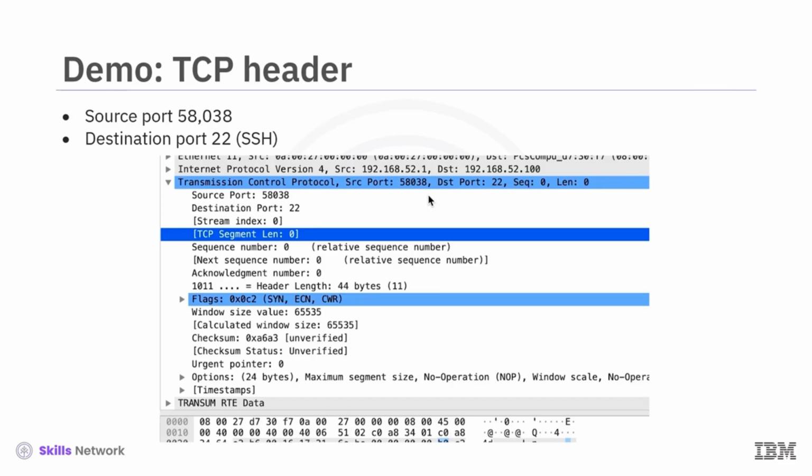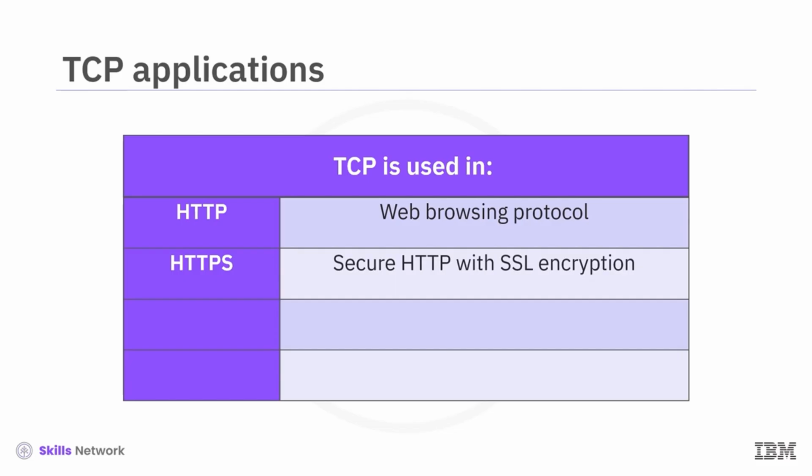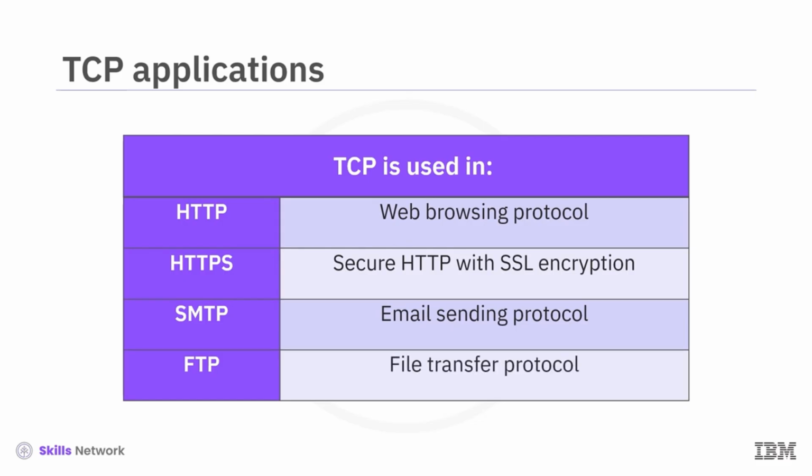Now that you know the concept of TCP, let's list its applications. TCP is used in HTTP, the Hypertext Transport Protocol that connects the World Wide Web, used for browsing the web. HTTPS, the secure version of HTTP, encrypting data using SSL certificates. SMTP, Simple Mail Transport Protocol, for sending emails. And FTP, File Transfer Protocol, for transferring files. TCP is used very frequently in the HTTP request-response cycle.